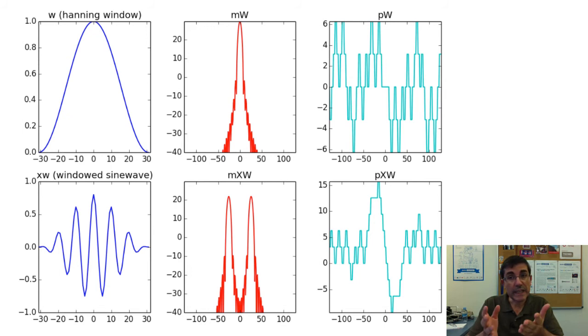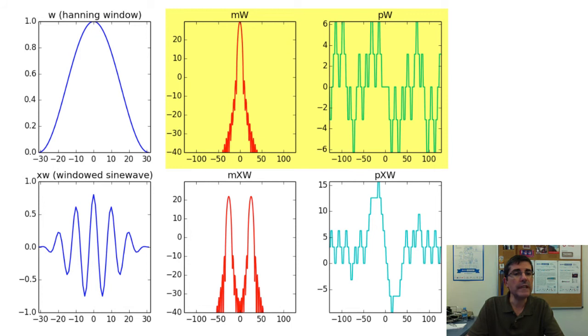Well, with these plots, we can understand this windowing process a little bit better. On the top, we have the window, and underneath is the windowed sinusoid that we have as our input signal. And then the transform of the window can be shown on the top, which in this case is a Hanning window: the magnitude spectrum centered around zero, with the symmetry and with the given phase.